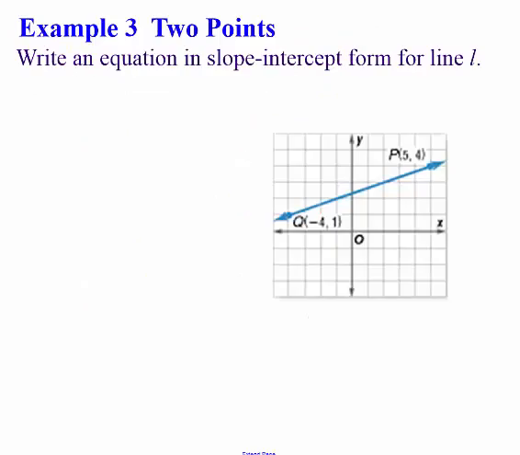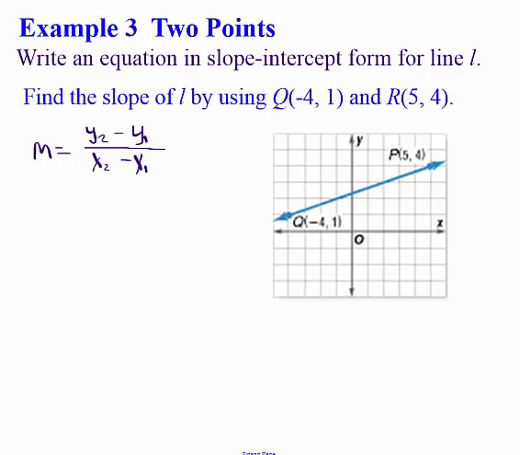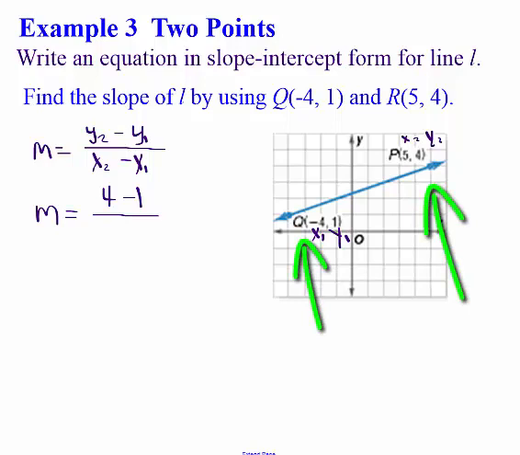Example 3, 2 points. Write an equation in slope-intercept form for the line L. So here we've got 2 points forming a line, and we want to write the equation of this line in slope-intercept form. To do that, the first thing we need to do is find the slope of the line. So I'm going to use my slope formula, y2 minus y1 over x2 minus x1. I'm going to designate my Q as my (x1, y1), and my P as my (x2, y2).